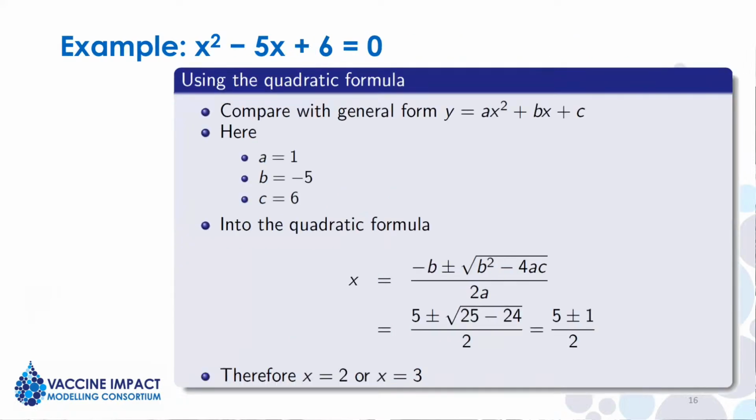Let's think about an example. So here we start with our general form, but we've got particular constants here. So a is equal to 1, b is equal to minus 5, and c is equal to 6. We saw a graph of this earlier on. It's a happy graph. We've got a quadratic equation, so we can jump straight in with our quadratic formula. We put these values of a, b, and c into our quadratic formula. And then we end up, once we simplify it down a bit, with 5 plus or minus 1 over 2. So here, we've got two solutions. x is equal to 2, or x is equal to 3. These are the values of x where this equation makes sense.